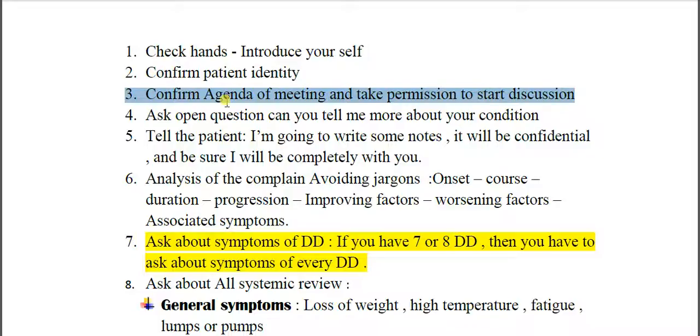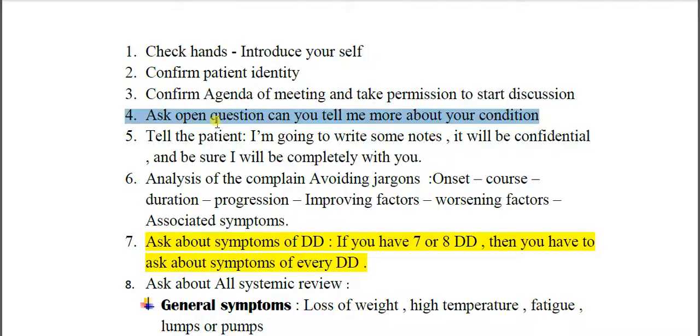Like, I have a letter from your GP that you are complaining of such and such, and then take permission from the patient: is it alright today to discuss this issue with you? Ask an open question: how much do you know about your condition? Or can you tell me more about your condition?